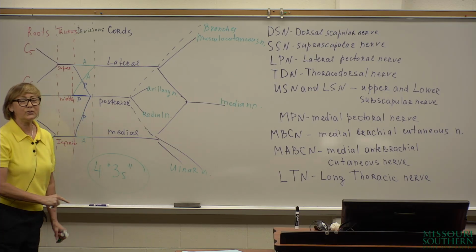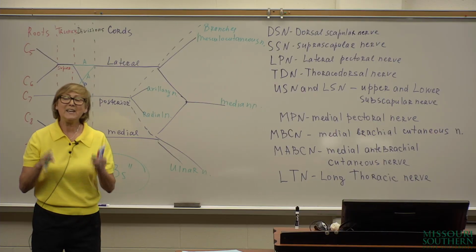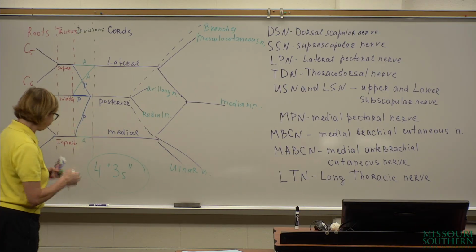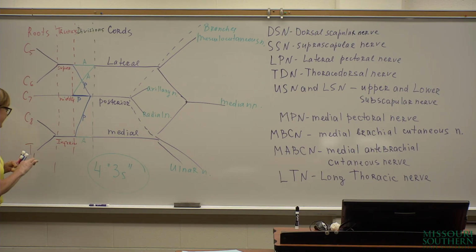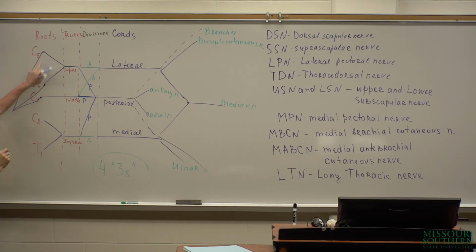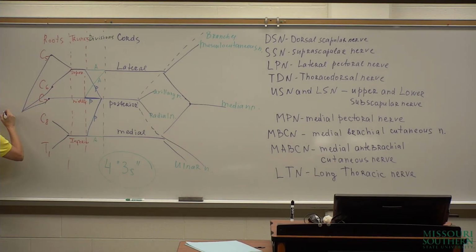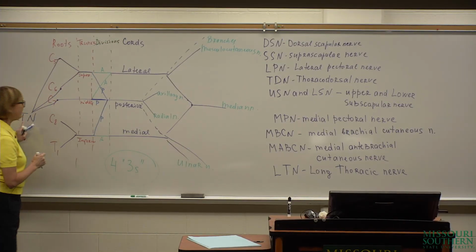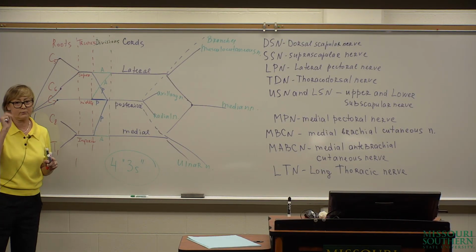Very important rule that will help you to understand all of the other branches of the brachial plexus that we refer to as collateral branches. So first 3 come directly from the roots of C5, 6, and 7: the long thoracic nerve. Right here on this side you can see all of the abbreviations. Long thoracic nerve, first 3.